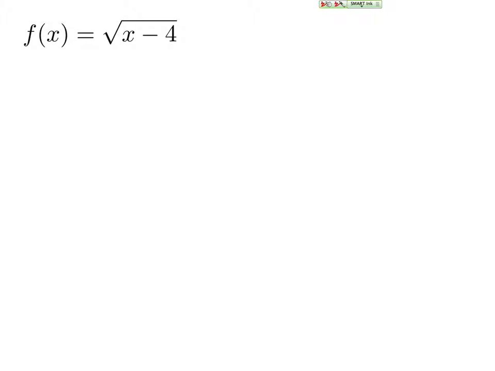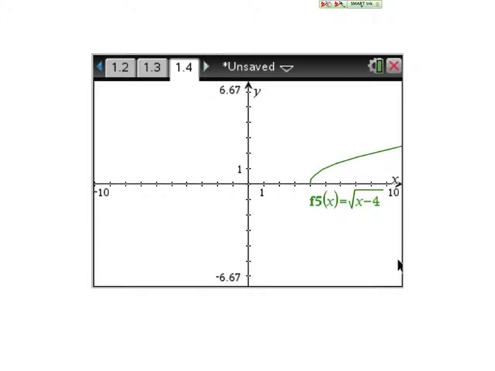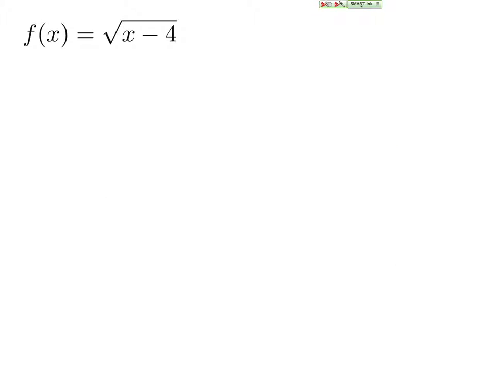Alright, f of x equals the square root of x minus 4. Alright, but before I do that, what do I need to make sure of? That it has an inverse. Is this going to have an inverse? You guys know what it looks like? You should. What does it look like? Half a parabola. Half a parabola going to pass the horizontal line test? Yes. So here's what it looks like. Half of a parabola, it's going to pass the horizontal line test. So we're good to go. That means it does have an inverse.